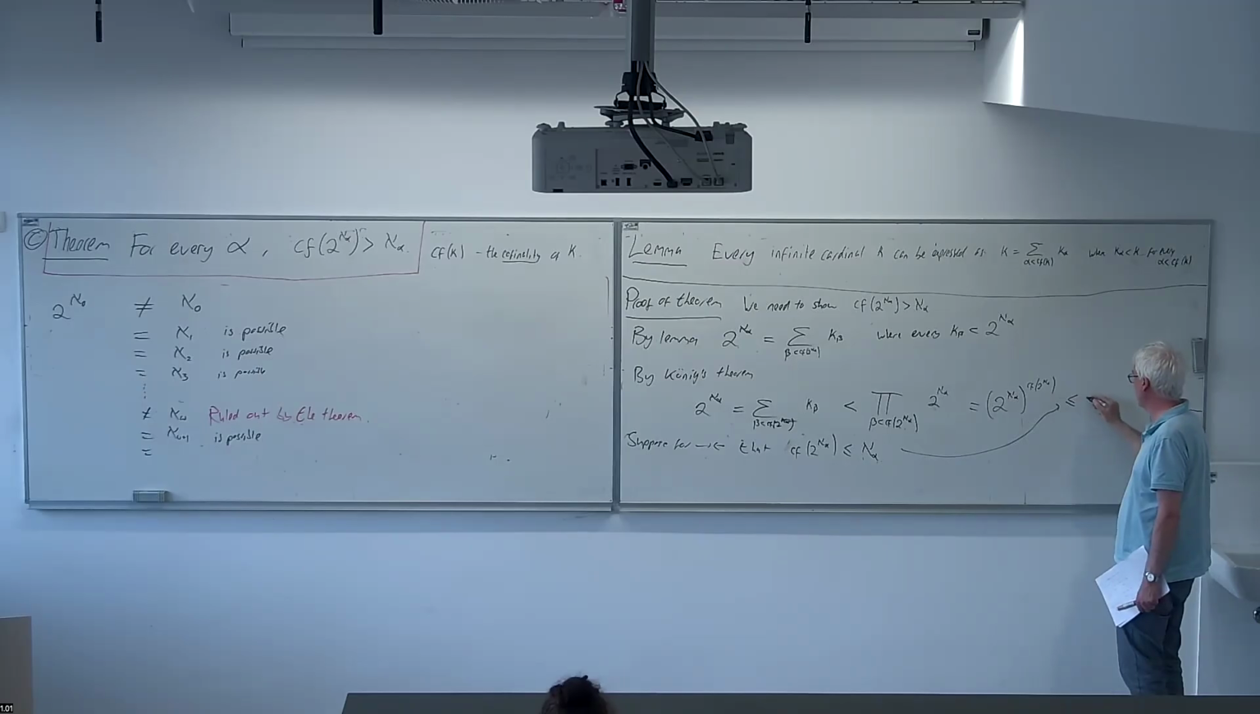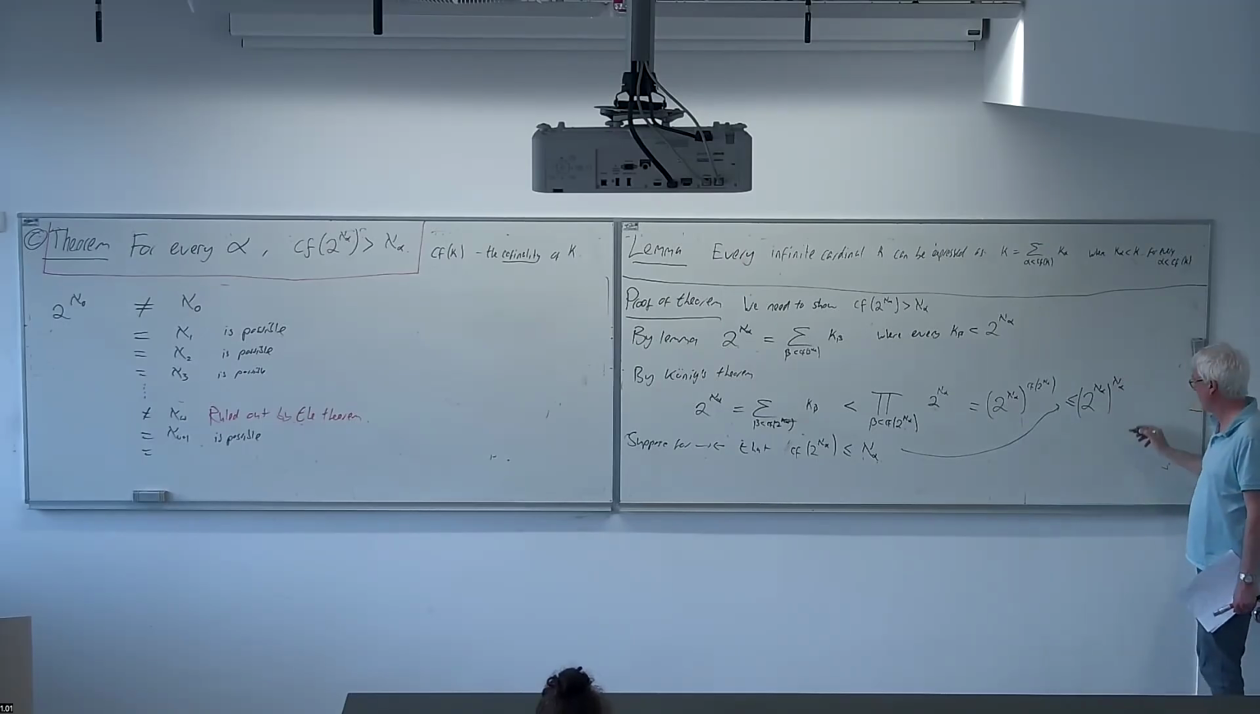If this is less than or equal to 2 to the aleph alpha to the power of aleph alpha, but by exponential arithmetic, this is 2 to the aleph alpha times aleph alpha. And using our old friend that every infinite cardinality is its own square, this is 2 to the aleph alpha.